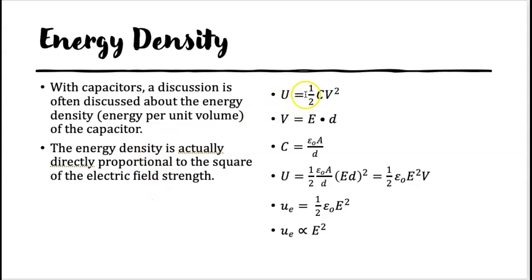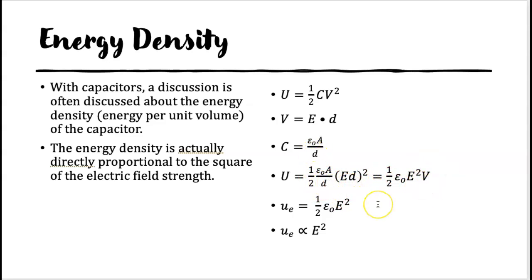So if energy is 1/2 CV squared and V equals E times D, and we said that C equals epsilon naught A over D, assuming the dielectric is air, I can combine those. V squared is E times D squared, and for C, I'm going to put in epsilon naught A over D and put that all together. We get something like this.